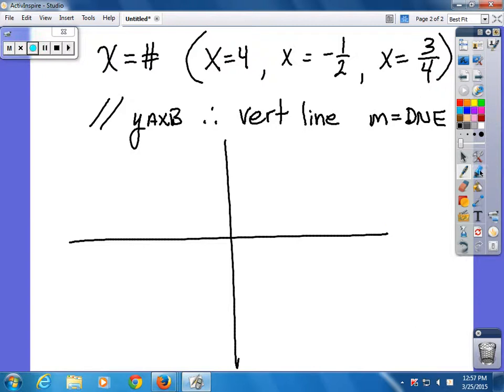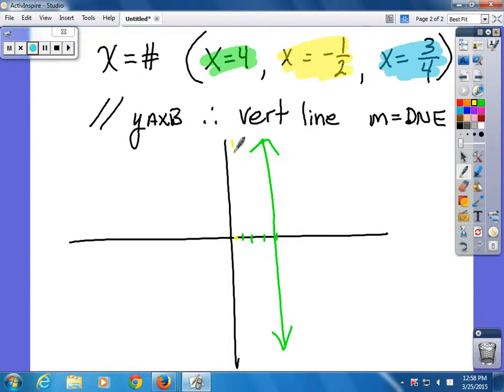So we'll color this one green. This one yellow. And this one blue. And the first one is x is equal to 4. 1, 2, 3, 4. And it's parallel to what axis? Y-axis. So it's a vertical line. 1/2, locate 1/2. And it is a vertical line parallel to the y-axis. And 3/4, which is blue.